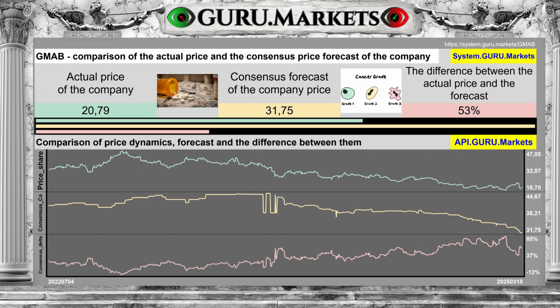The company's current stock price is approximately $20.79. The consensus price target for the company's shares is approximately $31.75. The difference between the actual price and the consensus forecast is approximately 53%.